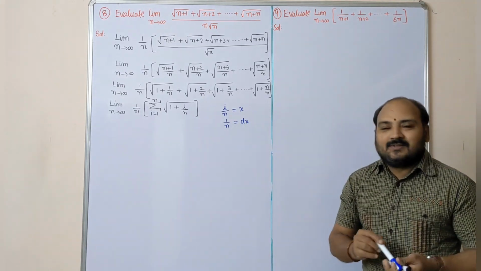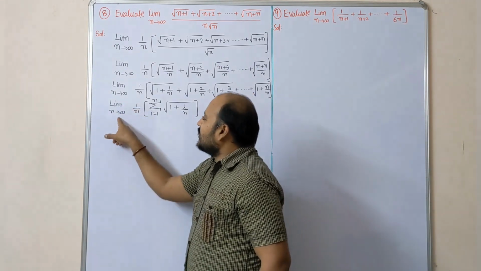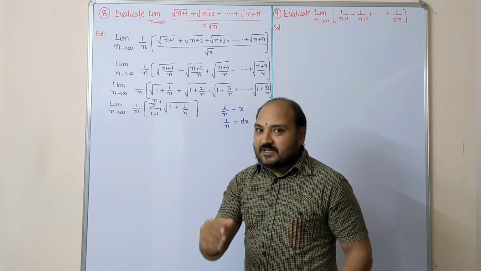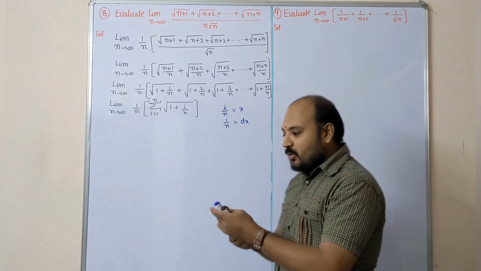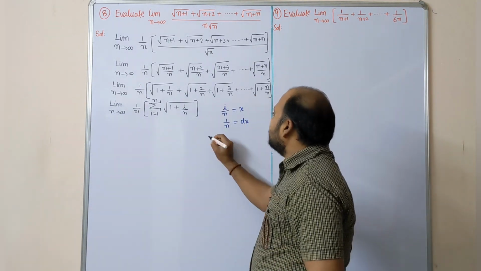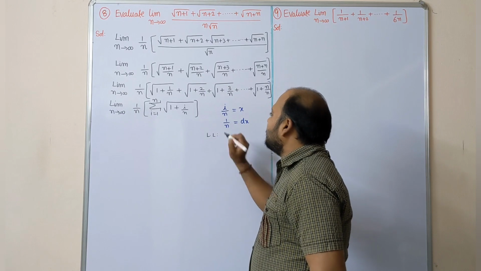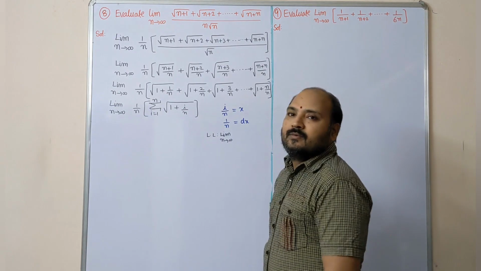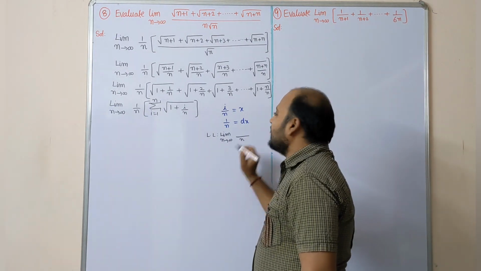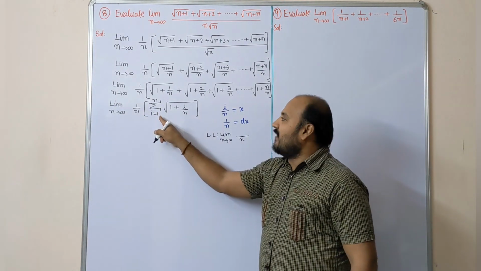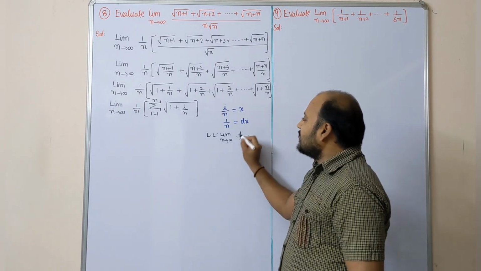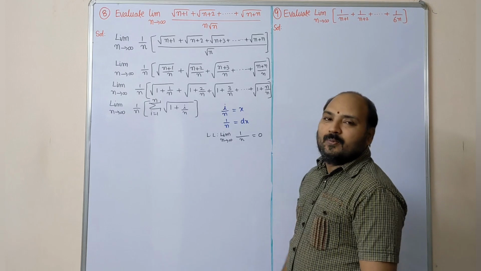Later on, limit n tends to infinity sigma i is equal to 1 to n, we can write as definite integration with limits. How to calculate the limits? Lower limit and upper limit. Lower limit equal to limit n tends to infinity. Total number is n. What is the initial value of i? The initial value of i is 1. As n tends to infinity, 1 by n tends to what? 0.